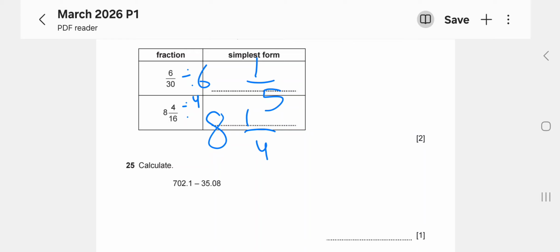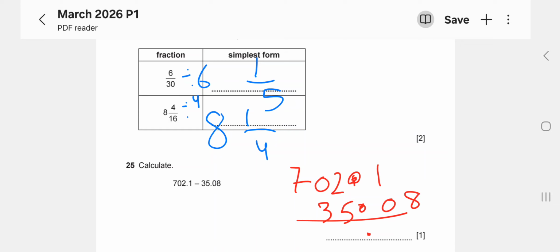Let's subtract. In subtracting decimals, step 1, align the decimal points, put the larger number on top. So you put the number under it. 702.1 minus 3508. Here I need to add an extra 0 up and a 0 here.